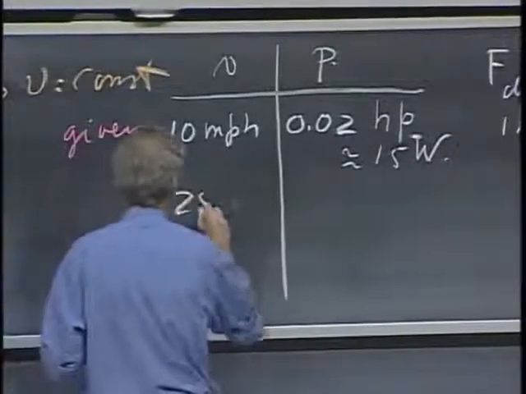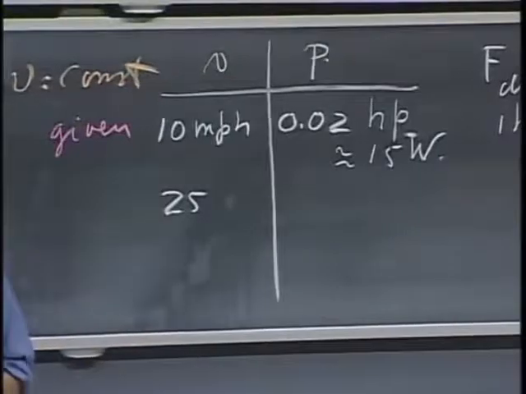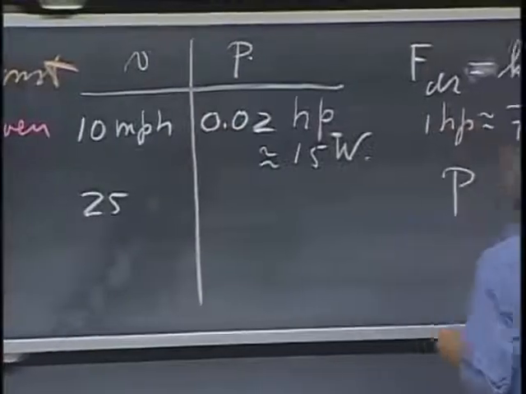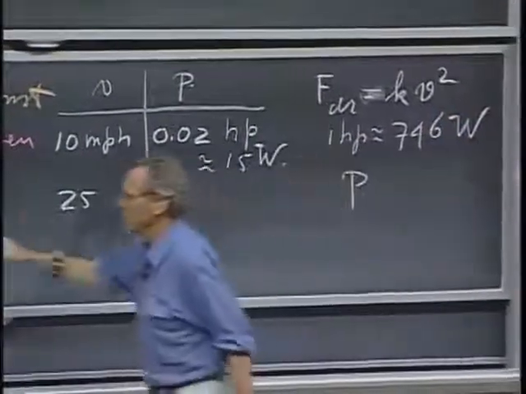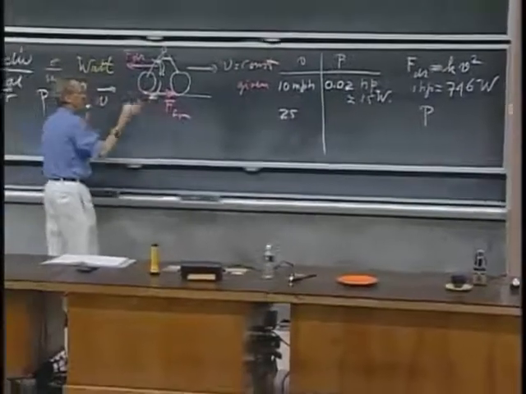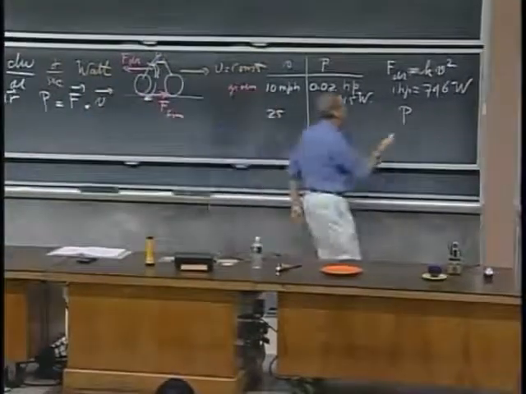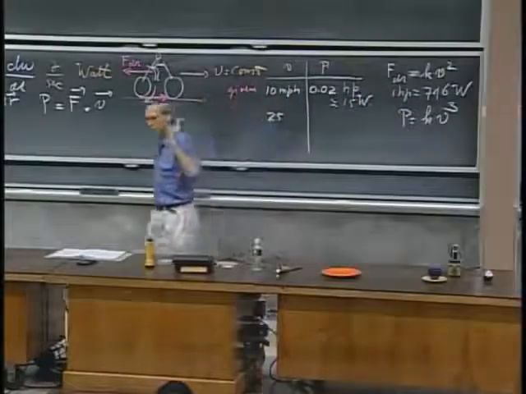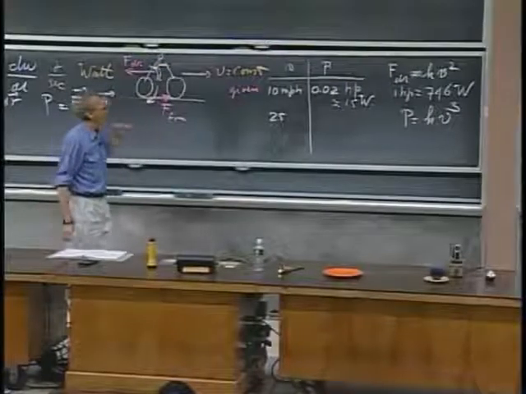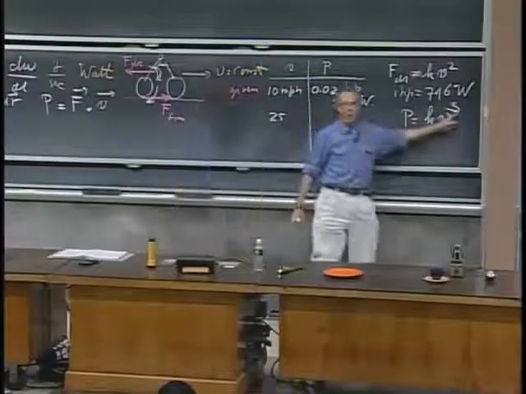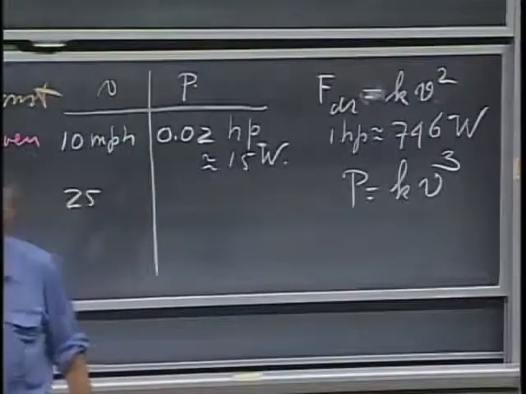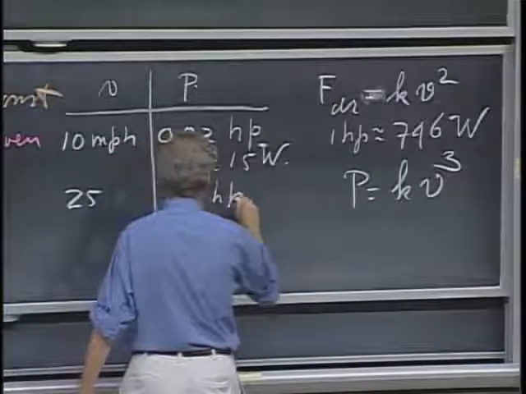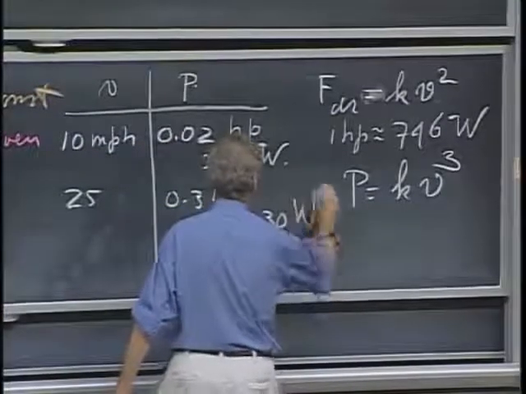So here we get 25. That is 2.5 times higher. But now the power that I have to generate is the dot product between the force and the velocity. Now the force and the velocity are in the same direction, so the dot can disappear. So I get that the power is k times v to the third. And so now if I want the speed to go up by a factor of 2.5, the power that I have to generate is 2.5 to the power 3 times higher, and that is about 15 times higher. So now you're talking about 0.3 horsepower, and you're talking about something like 230 watts.